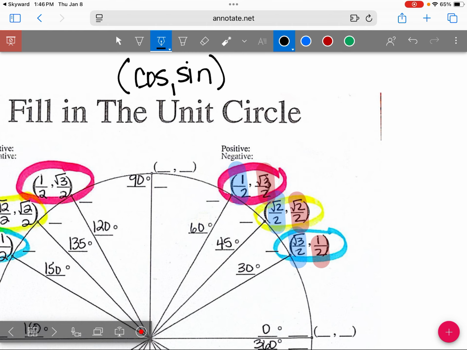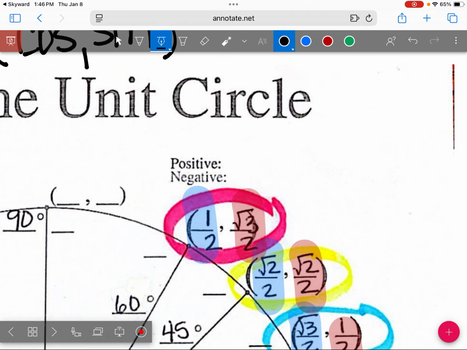Okay. So now, let's fill in what is positive and negative. In quadrant 1, sine and cosine are positive, which means that everything is positive. So I want you to write all are positive, none is negative in quadrant 1. All six positive, none are negative in quadrant 1.